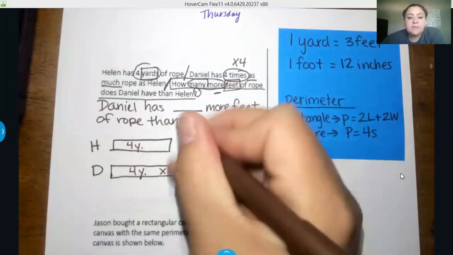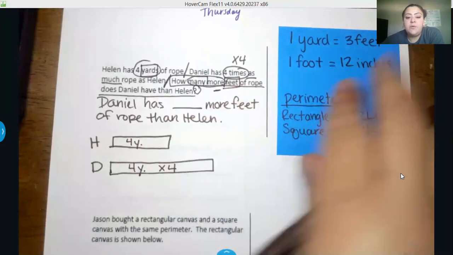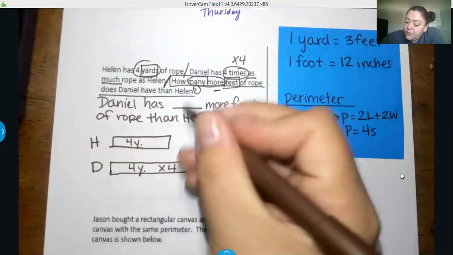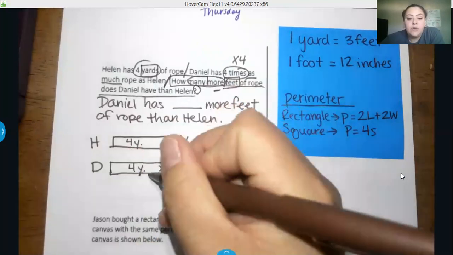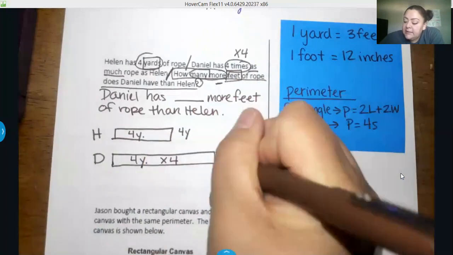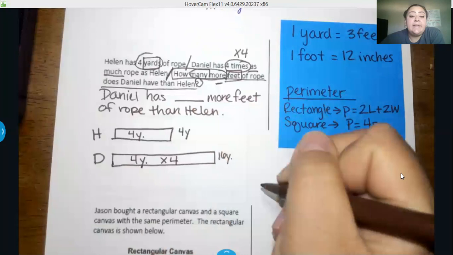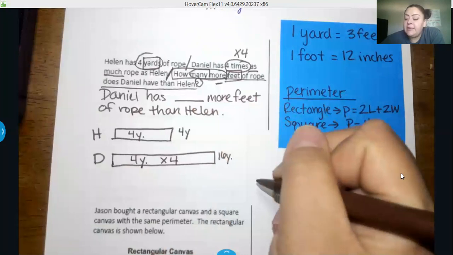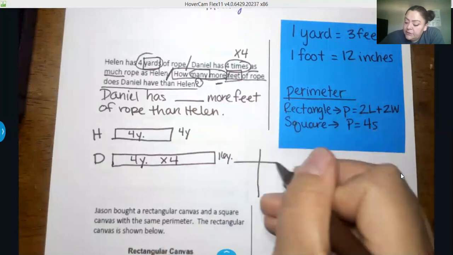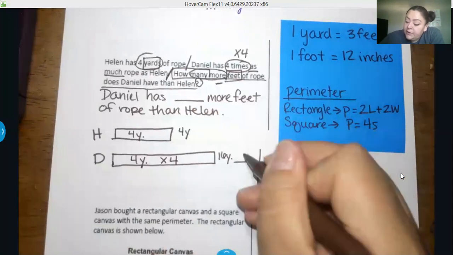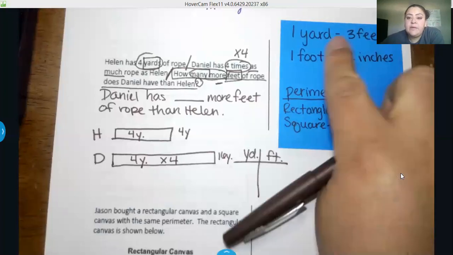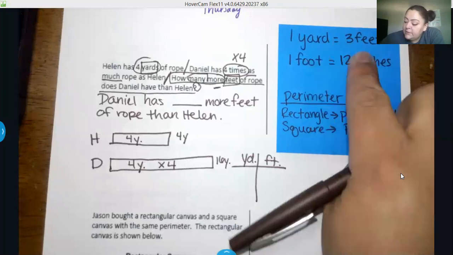I'm going to put my measurements on this side because in the end, we want to know how many more feet Daniel has than Helen. So she has 4 yards. If this is 4 yards times 4, my math should be 16 yards. But here's my next step. They want to know in feet, which means I have to set up a conversion. So I have yards and I have feet. When I wrote over here what we needed: 1 yard equals 3 feet.